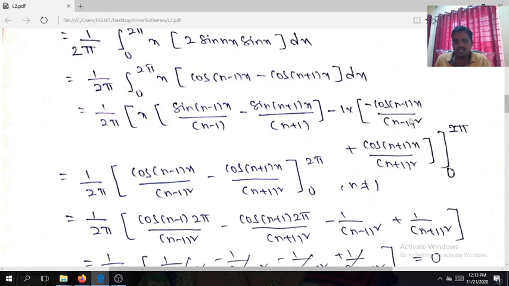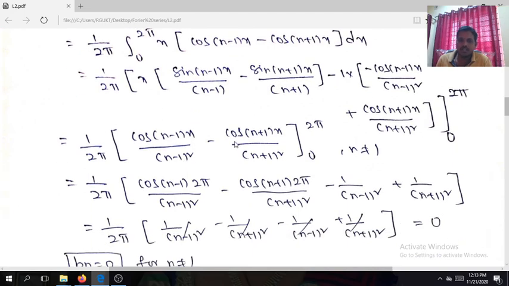Sin integration is minus cos n minus 1 into x divided by n minus 1, and already one n minus 1 is there, so n minus 1 whole square. Here sin integration is minus, with the minus before it, minus into minus plus cos n plus 1 into x divided by n plus 1 whole square, where the limits of x are from 0 to 2 pi. You know that at 2 pi the sine terms vanish, so we don't get these terms. Next, multiplying with minus, we get minus into minus plus cos n minus 1 into x divided by n minus 1 whole square, minus cos n plus 1 into x divided by n plus 1 whole square, with limits from 0 to 2 pi.